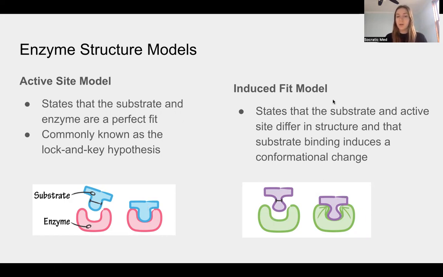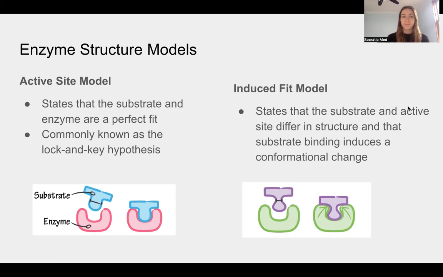The induced fit model, on the other hand, states that the substrate and active site are slightly different in structure. So when the substrate does bind, it induces a conformational change in the enzyme that allows it to fit a little more tightly. As you can see here, these arrows are showing that when the substrate is binding, that is causing those sides to pinch in and make it fit just a little better. So yeah, those are two different models.